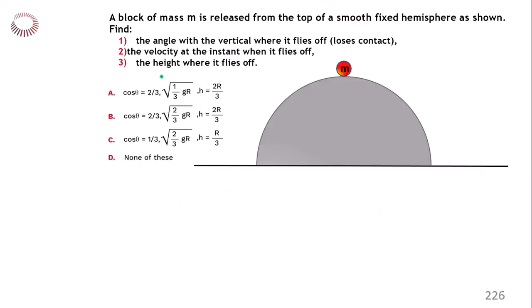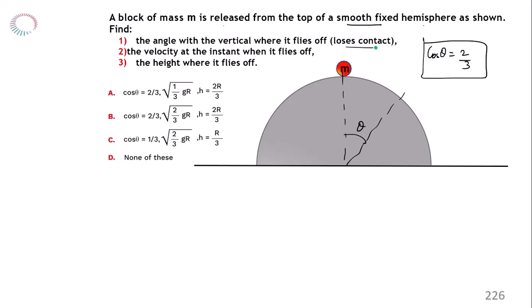Okay. So this is the same problem that we have already discussed. It is released from the top of a smooth fixed hemisphere. So I already know that at this angle theta, where cos theta equals 2 by 3, the particle will be detached. Okay. At cos theta equals 2 by 3, the particle will be detached. So the angle with the vertical where it loses contact, and the velocity at that instant it flies up.